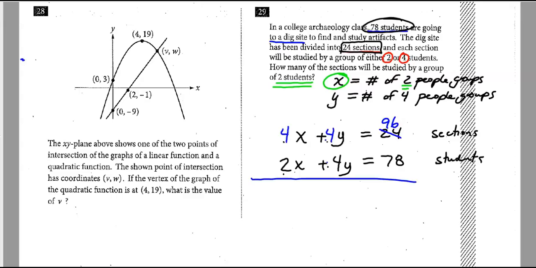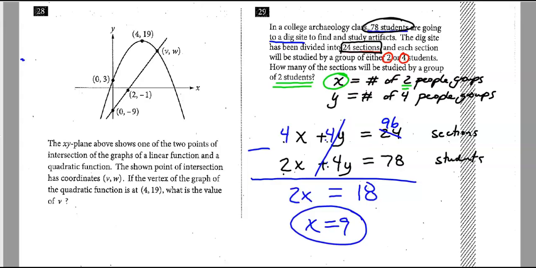If I have 4 and 4, I need to subtract to eliminate. 4X minus 2X is 2X. 4 minus 4 goes away. 96 take away 78 is, what's that, 18? And then divide both sides by 2. So it looks like I have 9 groups of 2 people.